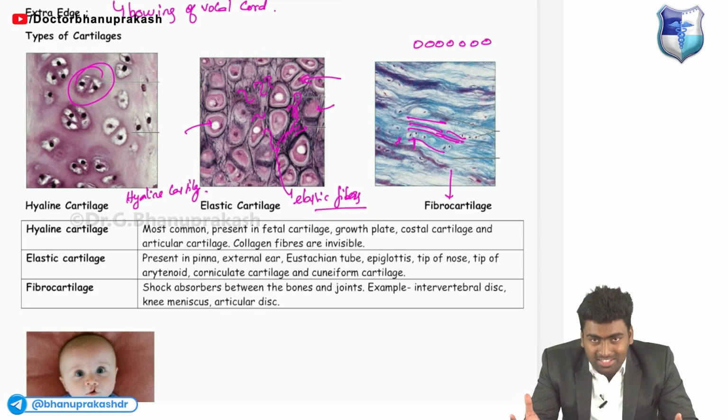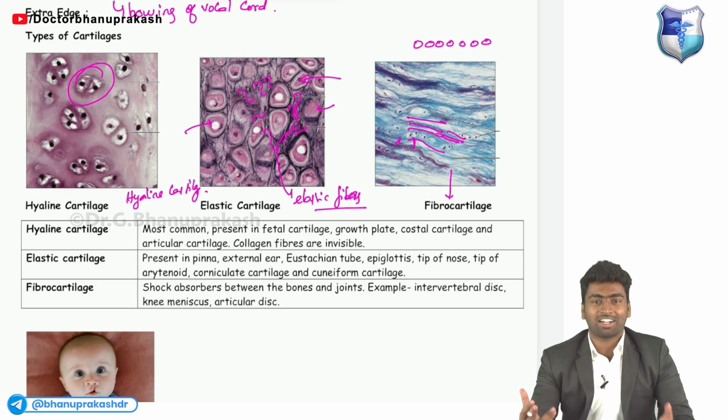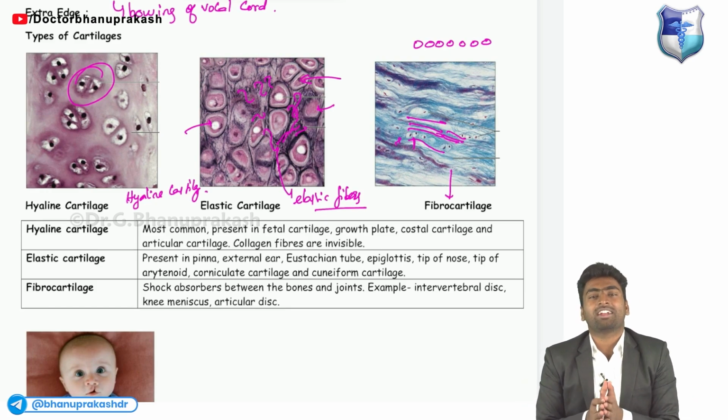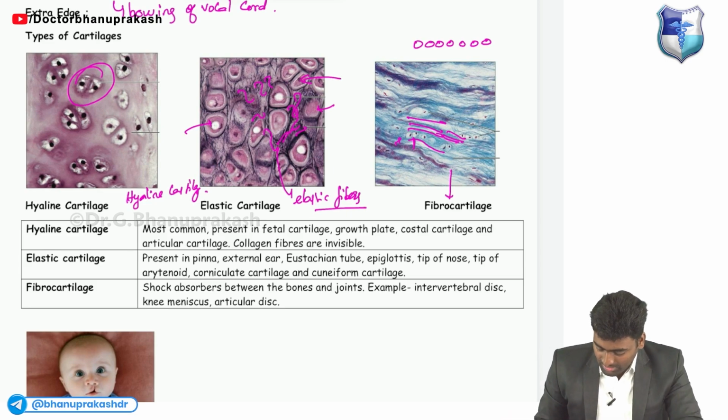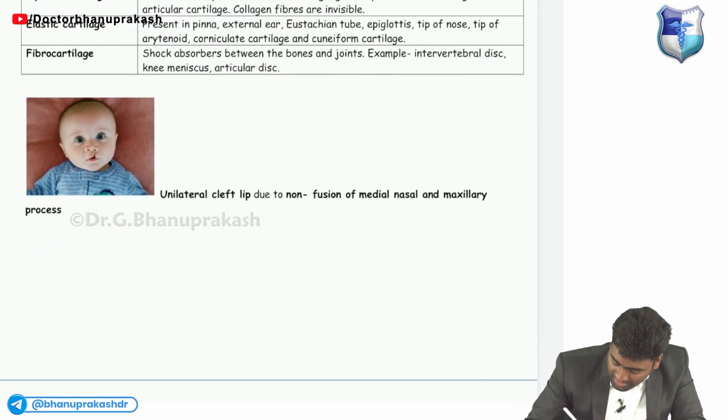They have this transparency. There is no elasticity. There are no fibers, so this is transparent. That is what hyaline cartilage is. That's why they are paired. They are transparent. Just remember. Next, we saw this cleft lip.